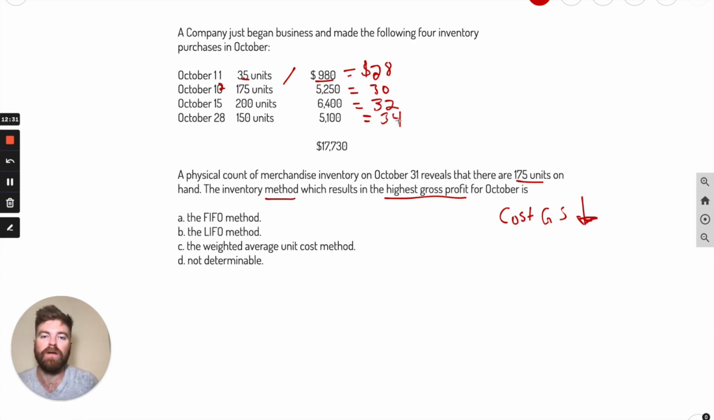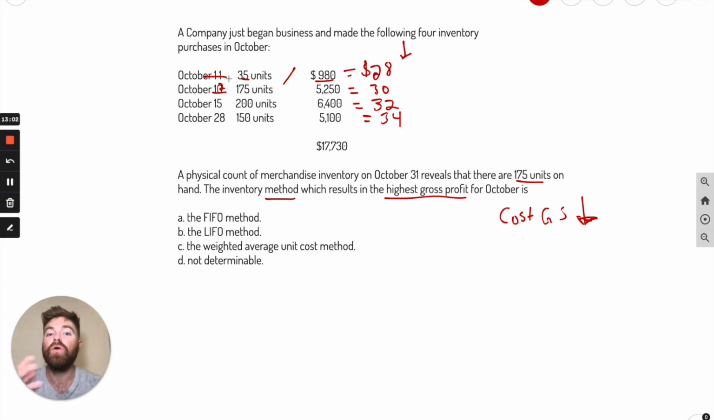So what's happening here? Costs are rising. So we're trying to figure out, if costs are rising, which method can we use that results in the lowest cost of goods sold? Well, if costs are rising, we should find a method that will use the oldest inventory, the older units, right? These dates here. Which one uses the older stuff to assign the cost of goods sold? That's what we're trying to find out, because that's going to result in our highest gross profit.